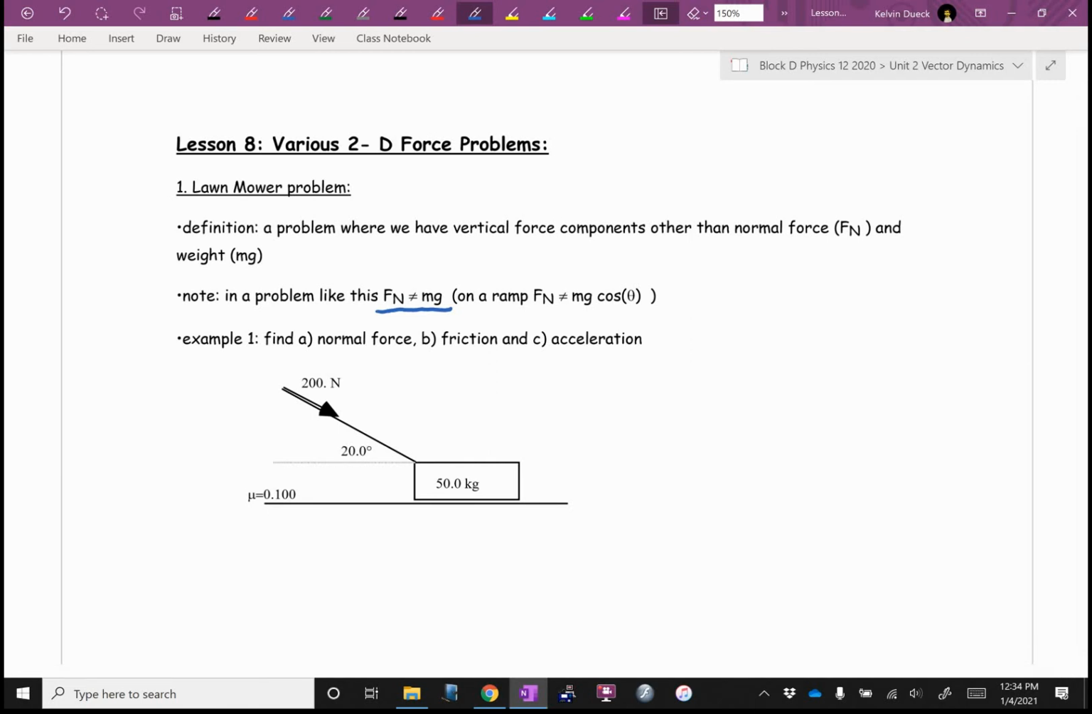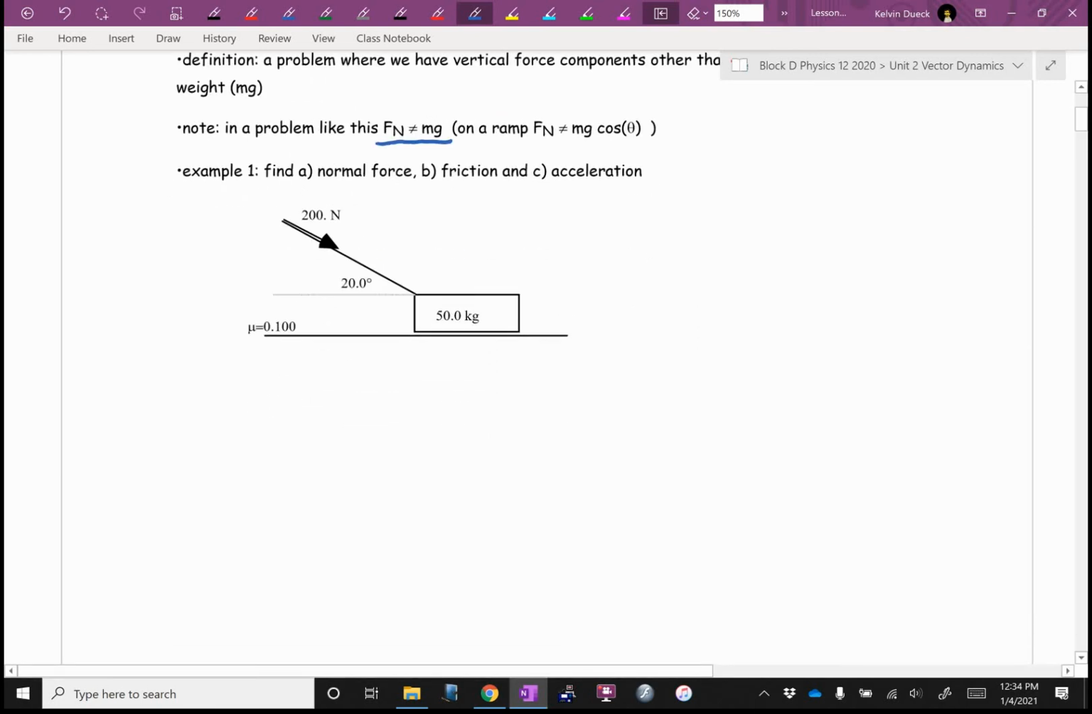Ready to go, Noah? Oh, you got your formula sheet out. I like that. Okay. Example 1, well, Noah, what does A want me to find? Okay, I might not ask you to find the normal force, but that's the trickiest part of this. And then B, friction, it's going to be mu times the normal force, so mu times my answer from A. And C, acceleration.